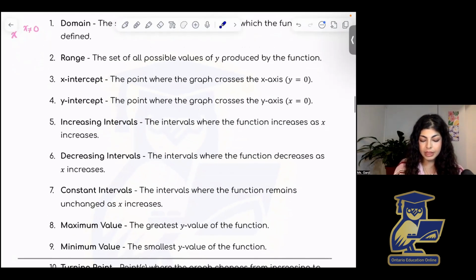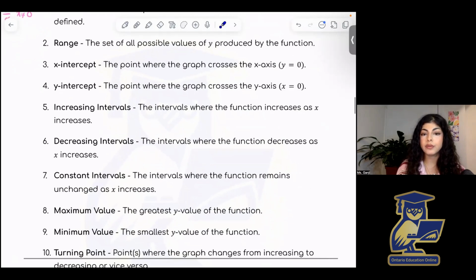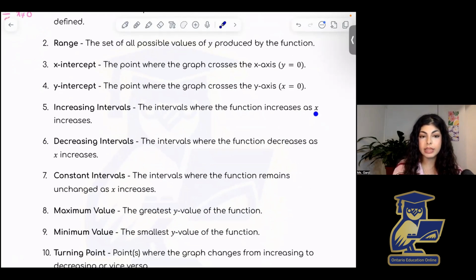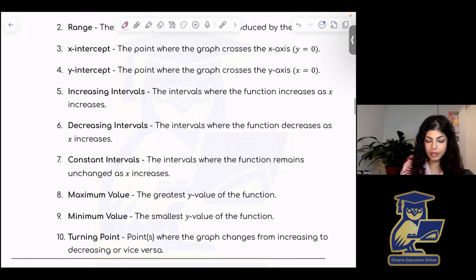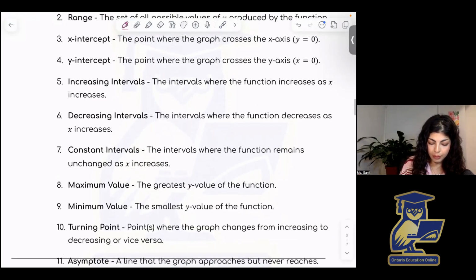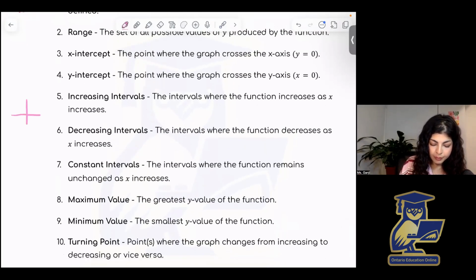Then we have our increasing and decreasing intervals. So intervals where the function increases as x increases are increasing intervals. And as x increases, but the output or the function is decreasing, those are decreasing intervals. So one example I'll give you. Consider y equals x squared, right?